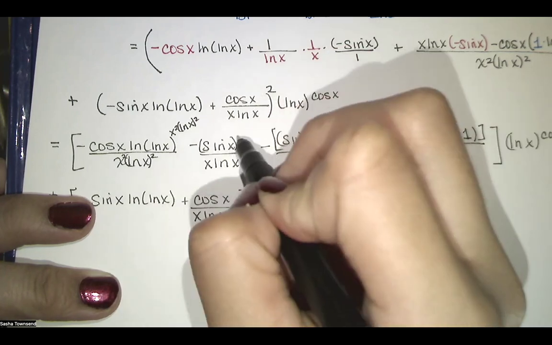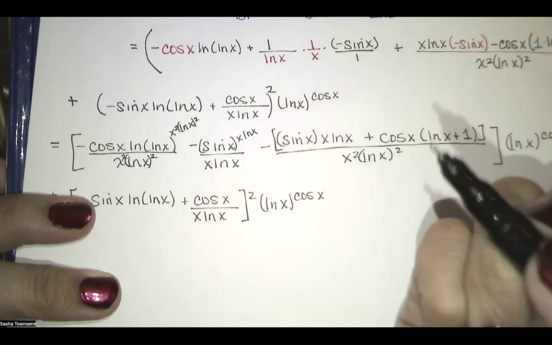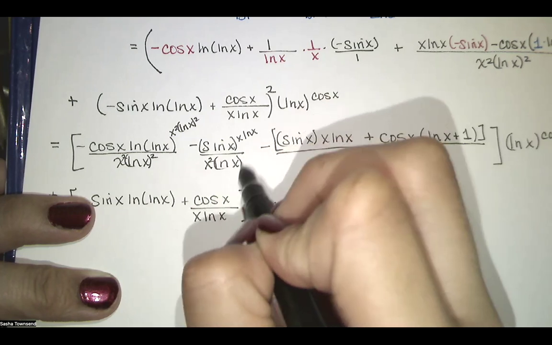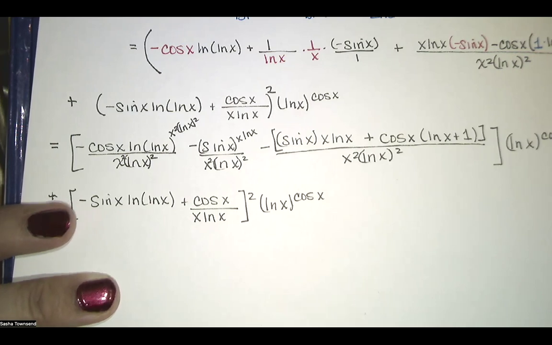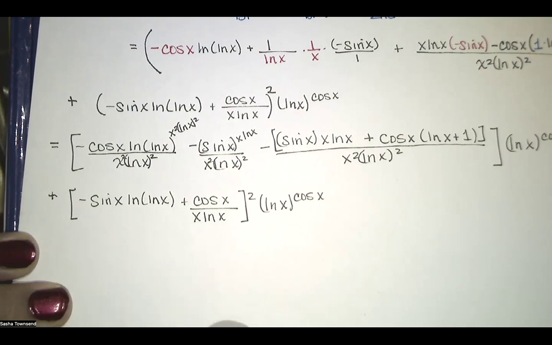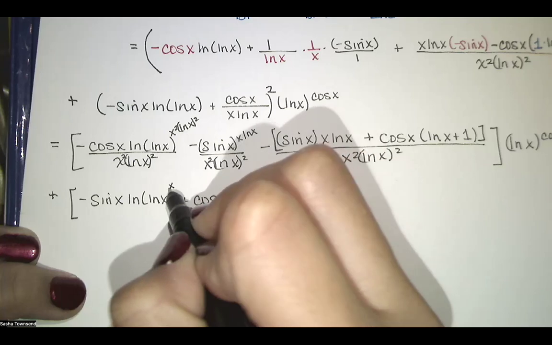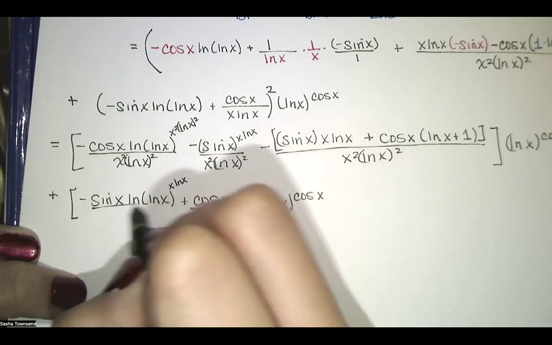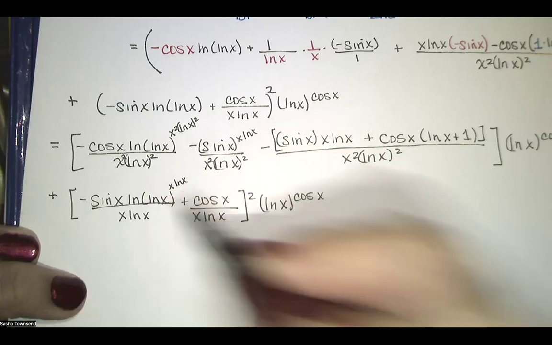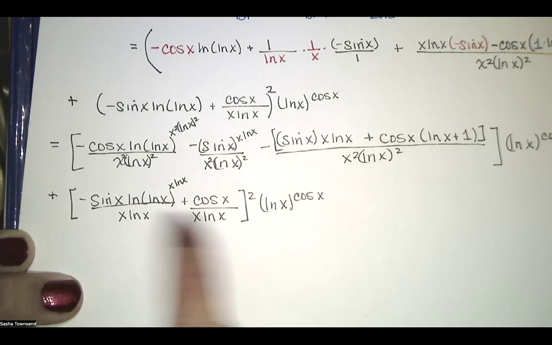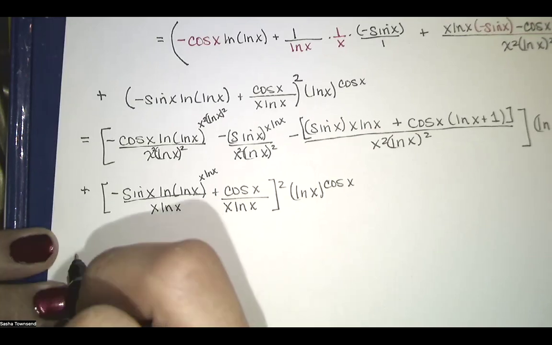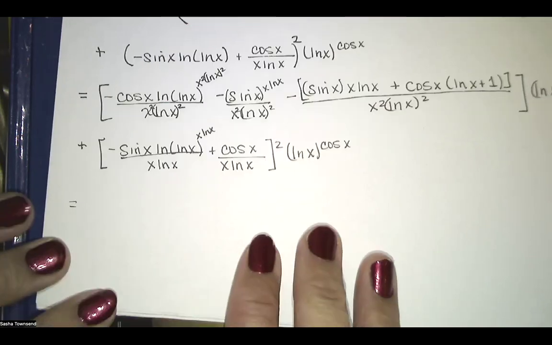And we'll do the same thing here. In order to get that x squared natural log of x squared to the denominator, I multiply by 1 x natural log of x squared. And then here, my goodness, I need an x natural log of x divided by x natural log of x. Then we have a common denominator, so we can add the numerators and then square it. So much algebra. All right.